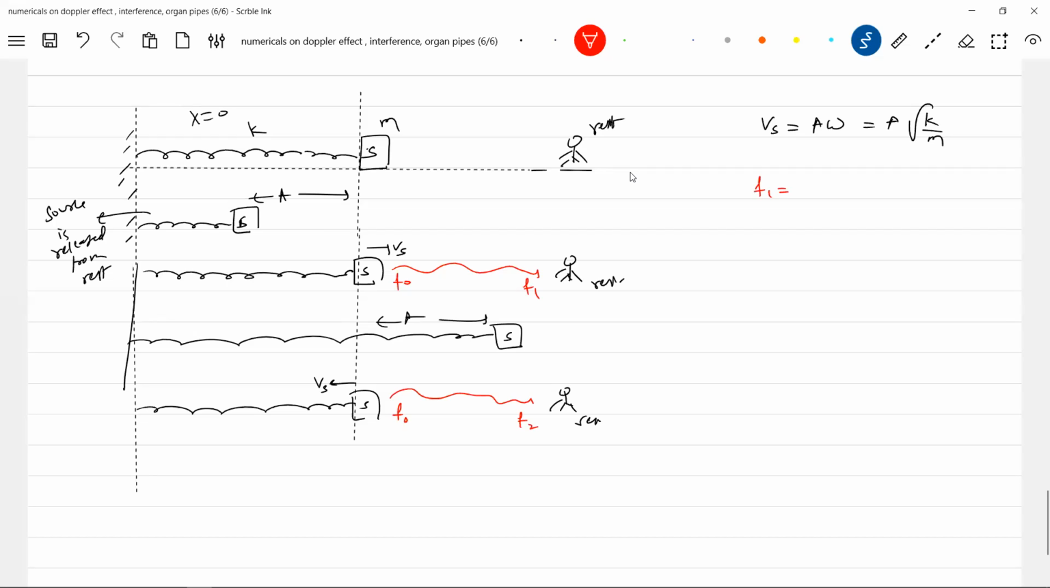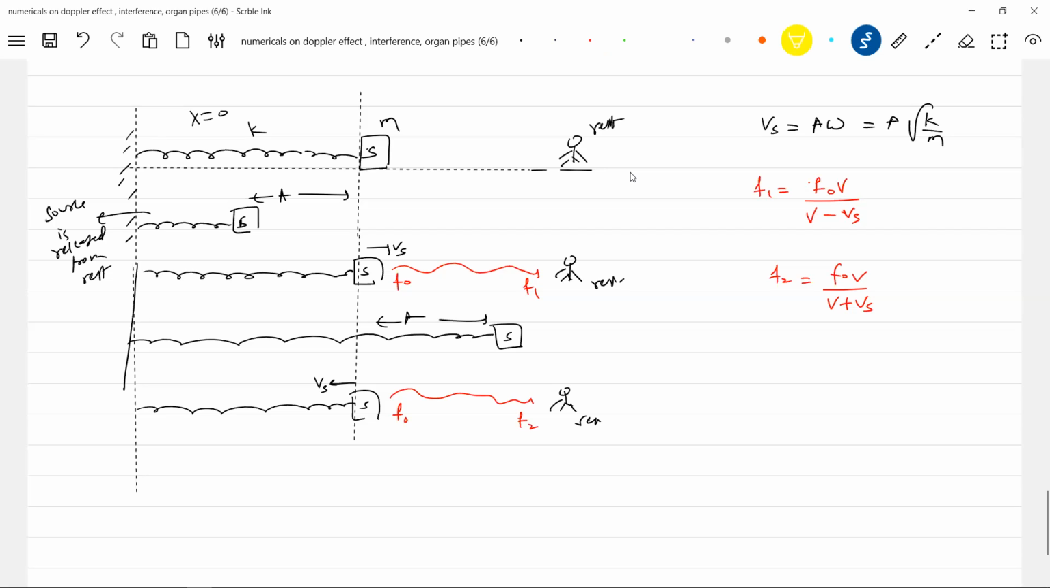So what is f1 equal to? F1 should be equal to f naught v by v minus vs. What is f2 equal to? F naught v by v plus vs. What is vs equal to? We have the formula.